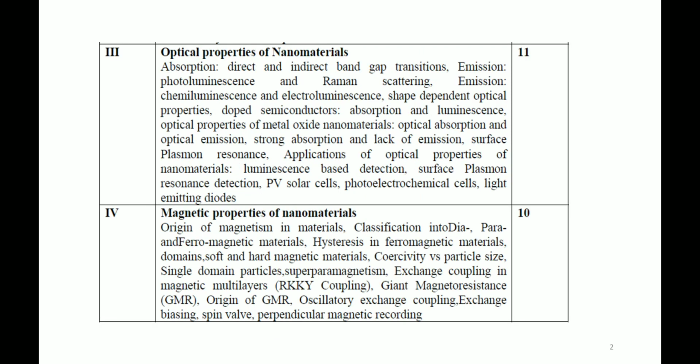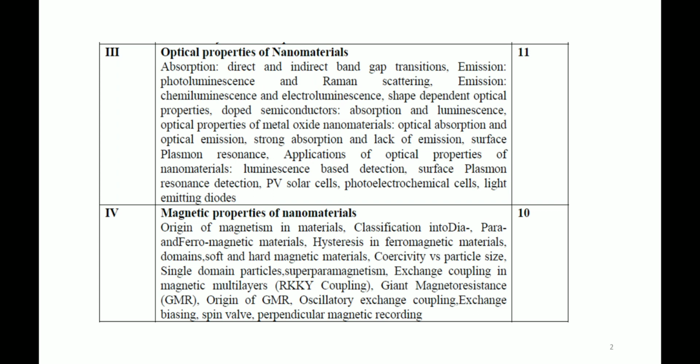Then the third chapter belongs to the optical properties of nanomaterials. As I said, the optical properties belong to absorption, whether the absorption is direct or indirect, which depends upon the type of band gap, direct or indirect, and their transitions. Then emission, whether it belongs to photoluminescence or Raman scattering, or chemiluminescence and electroluminescence. So all these types of luminescence properties we are going to see.